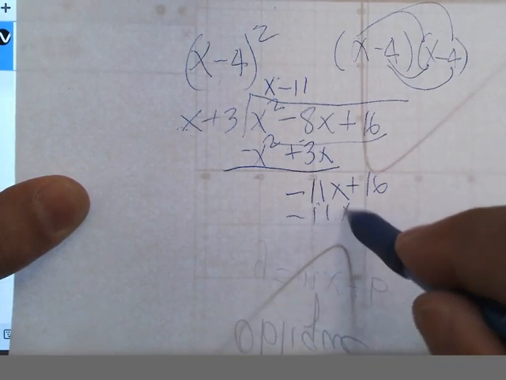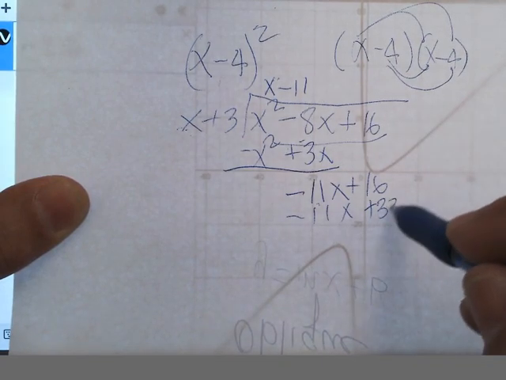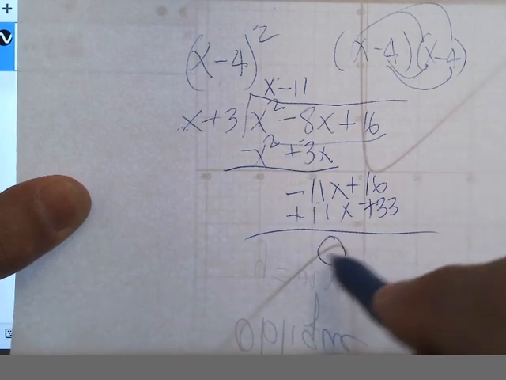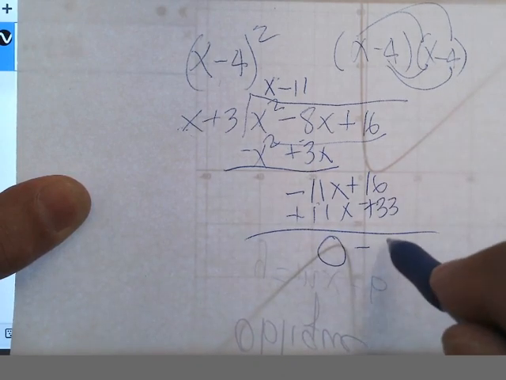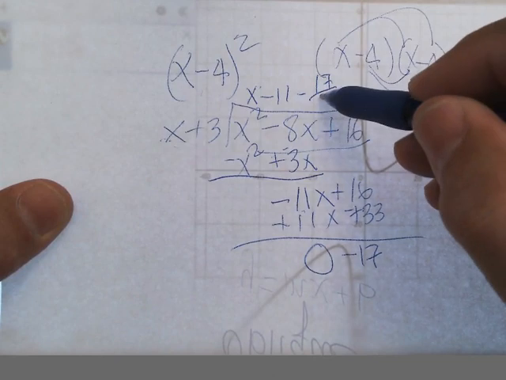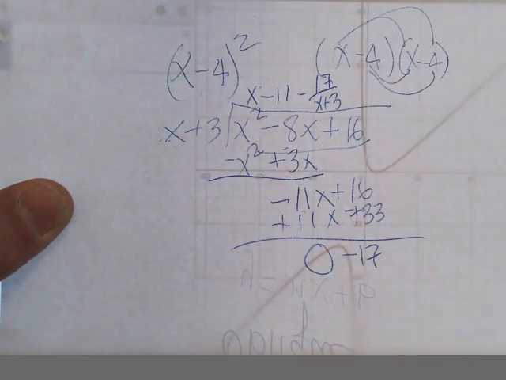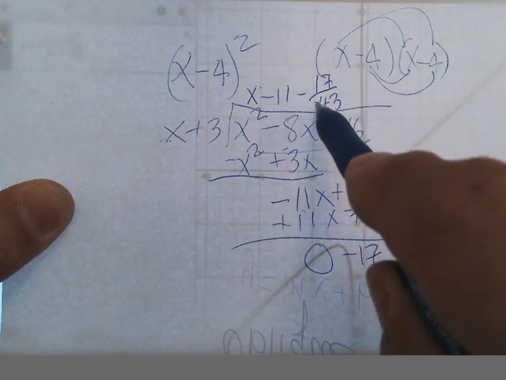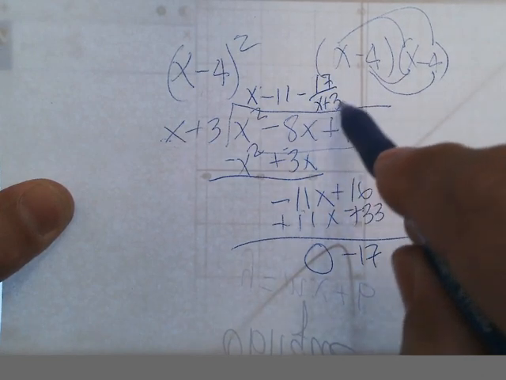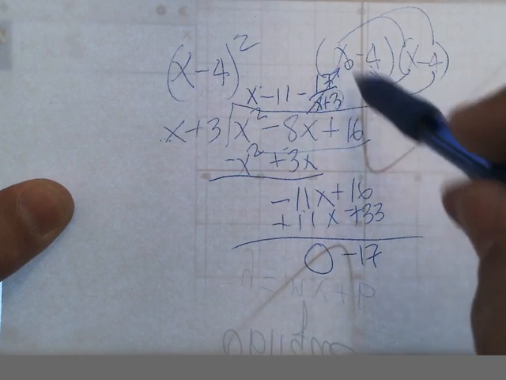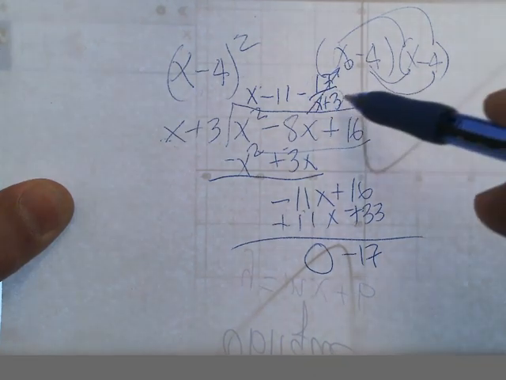X into there would be negative 11. Negative 11x minus 33. Draw the line, change the signs. It becomes 0 and minus 17. So I'd have minus 17 over x plus 3. We've done that before. This part, if x gets really large, the denominator of this remainder would get large, and this part would go to 0. Play that back if you didn't catch that.